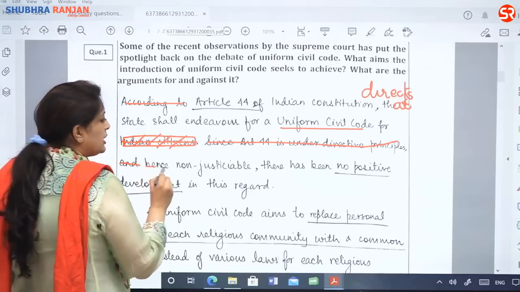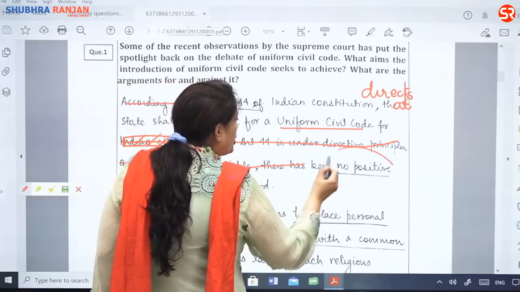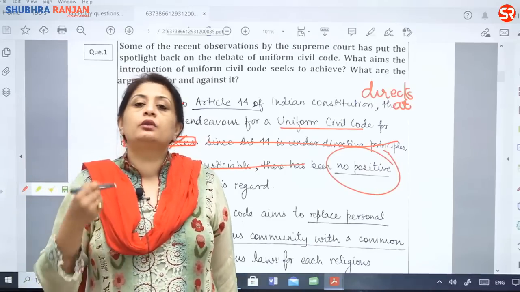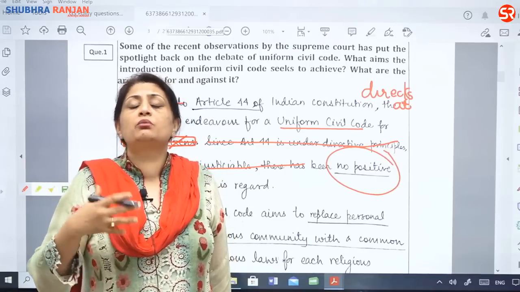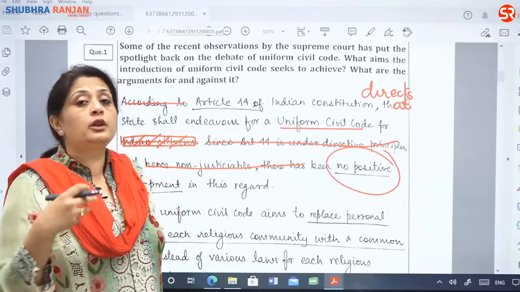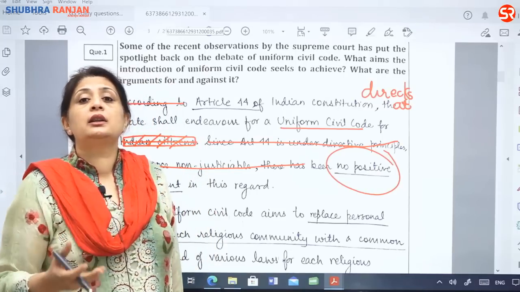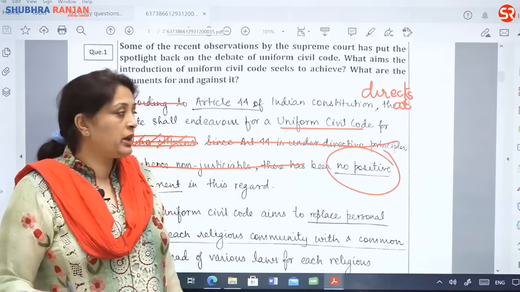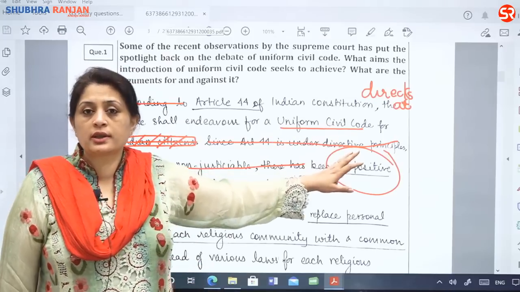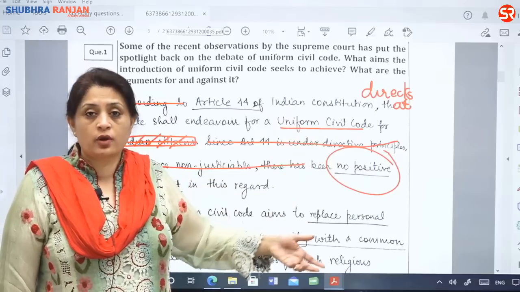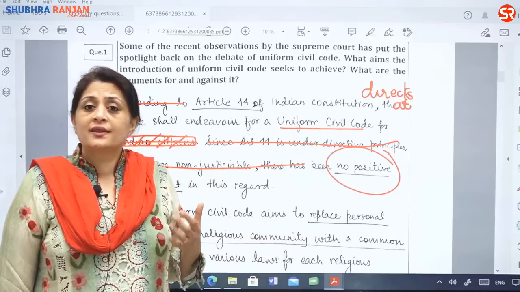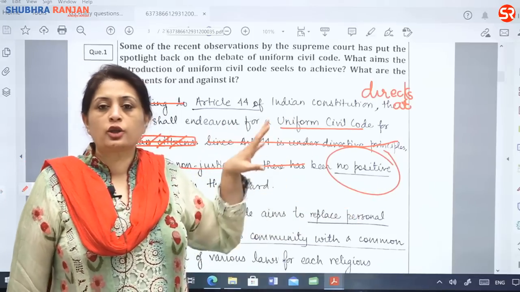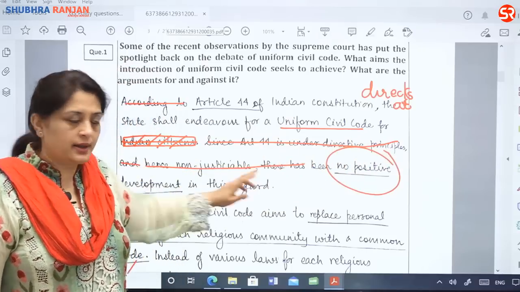Hence non-justiciable, and there has been no positive. How can you say there has been no positive development in this regard? So there has been a development. There is a Muslim Women Protection of Rights on Divorce Act. There is a triple talaq related act. So how can you say there is no movement? And there is a movement because the state has made laws for Hindus, there are laws for Sikhs. Fine. So don't be so strong and so judgmental in your answers.